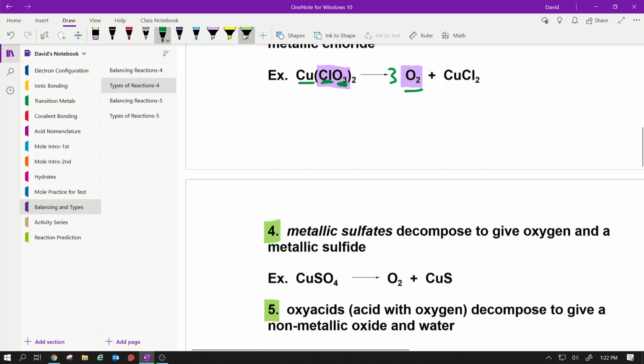Okay? All right. Metallic sulfates. Ooh. So again, we've got a sulfate. And so this time, just like the chlorate stayed with the metal, the sulfur is going to stay with the metal, and then I'm going to have some leftover oxygens. Yeah, and if we just put a 2 here, that's going to balance it.